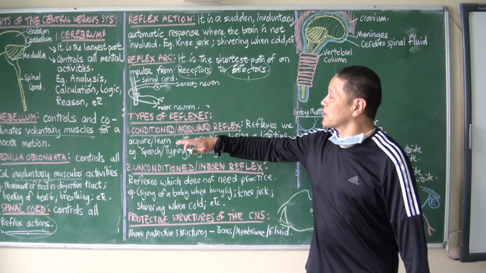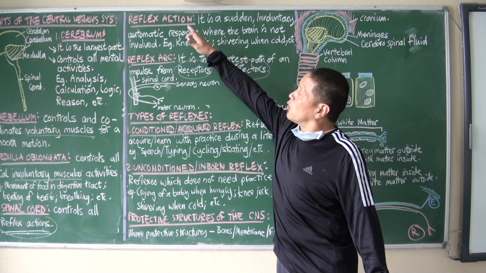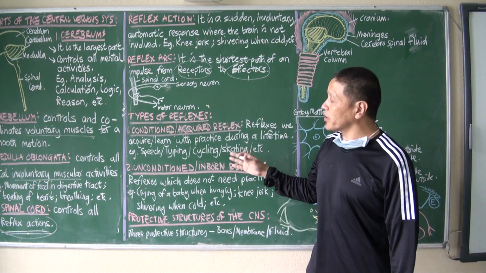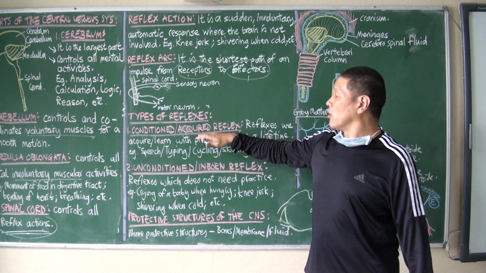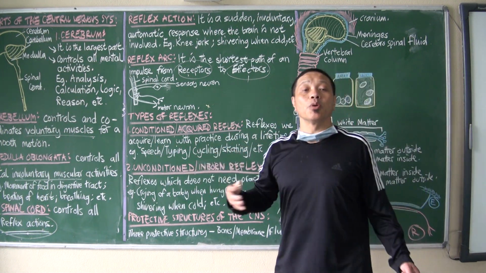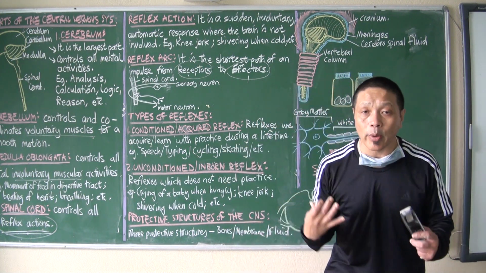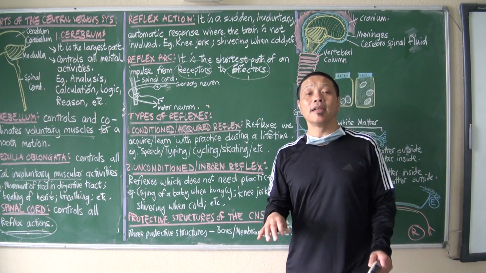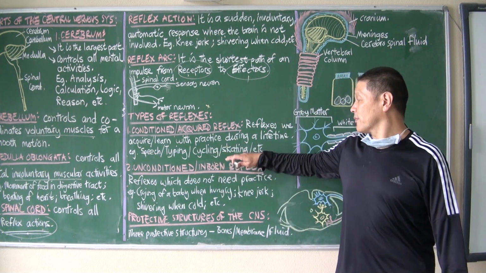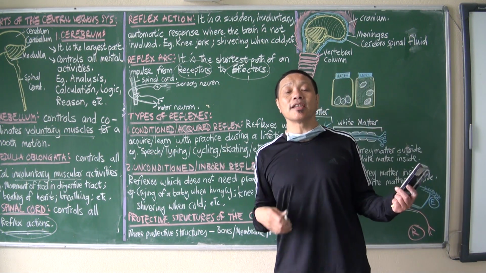Okay, the next one is types of reflexes. We just saw what a reflex action is. And there are basically two types of reflexes. One is the conditioned or acquired reflex. Acquired reflexes are those reflexes which we learn and acquire during our lifetime. For example, typing, speech, cycling, skating, playing musical instruments.